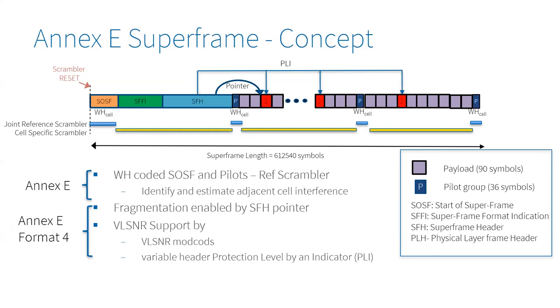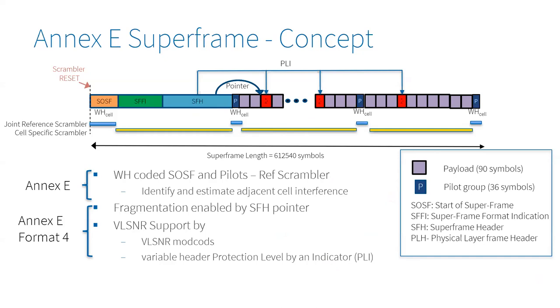Along the superframe structure, we see blocks of known symbols here in blue, which are called pilots, and they are transmitted regularly. This structure is overlaid over the stream of S2, S2X frames. Each comes with a header, PLH, these red squares here, and thus they are encapsulated within the superframe.